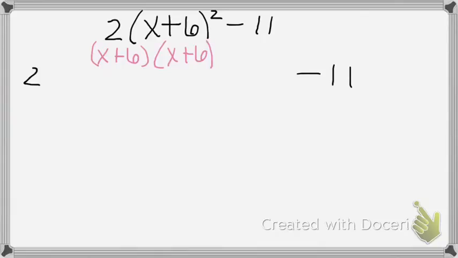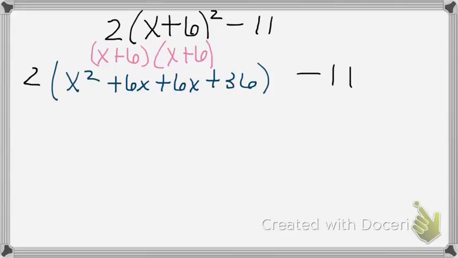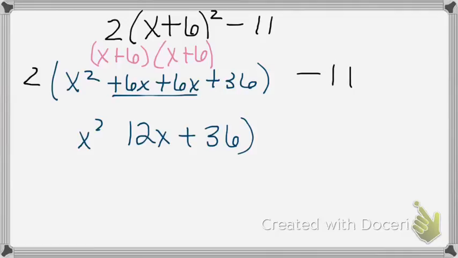So we have to FOIL it through. We have to distribute. So let us do that. X times x is x squared. X times 6 is 6x. 6 times x is 6x. 6 times 6, 36. Now notice what I did. That 2 was out front of the parentheses, so I have to leave those parentheses there. Next up, I want to combine like terms. 6 plus 6 is 12, so that's x squared plus 12x plus 36.